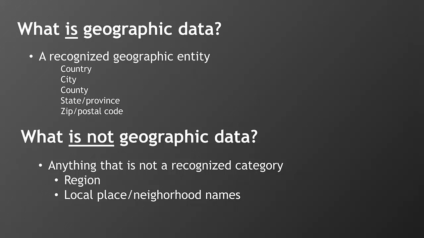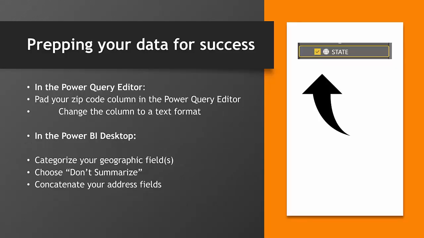To prep your data for success, and don't worry, I will show you how to do this in a few minutes, you're going to make sure that your zip code column in the Power Query Editor, you're going to pad it so that it has the leading zeros, because otherwise it will curtail, it will cut off those leading zeros.